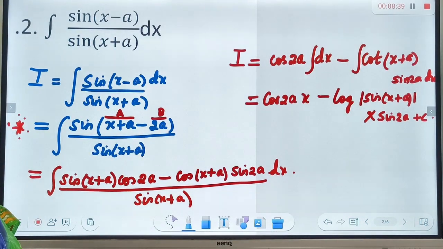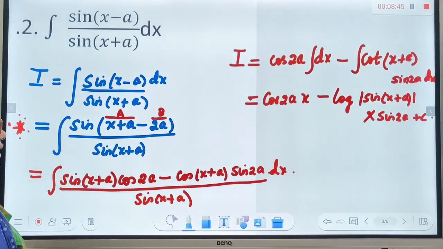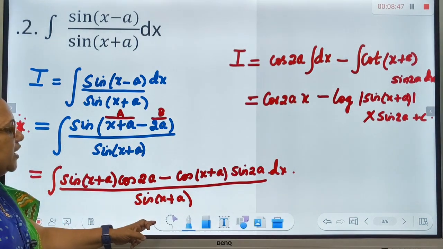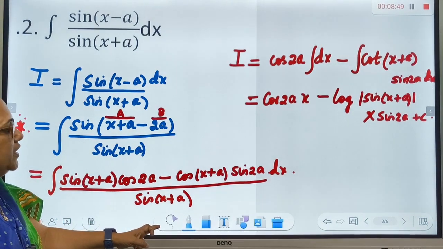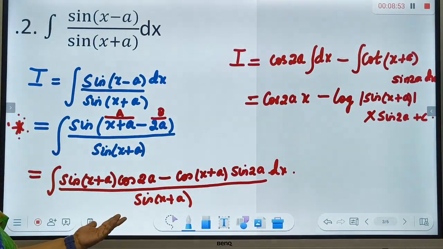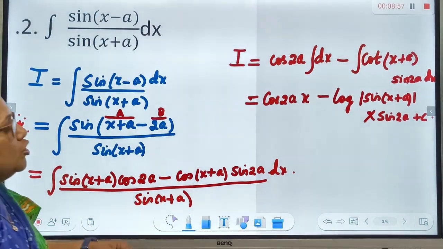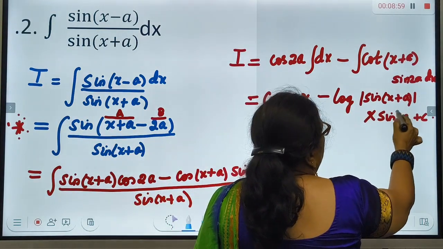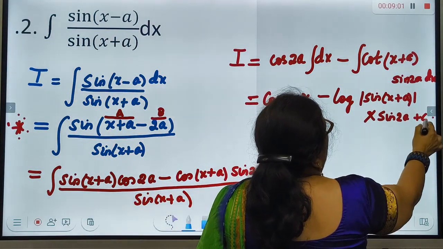So cos 2a into integral of dx is cos 2a into x minus integral of cos of x plus a by sine of x plus a is cot of x plus a into sine 2a. Sine 2a is a constant, you can take it outside the integral. Integral of cot theta is log sine theta. So log mod sine of x plus a into sine 2a plus c.